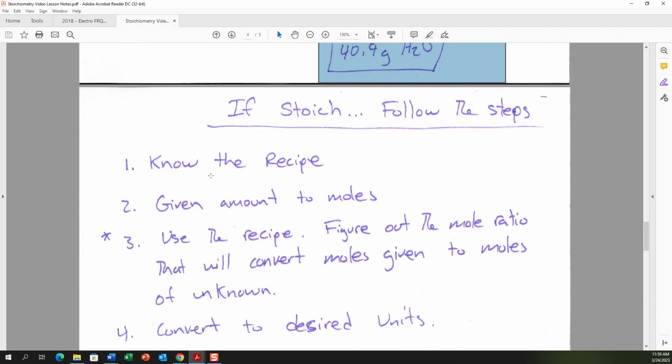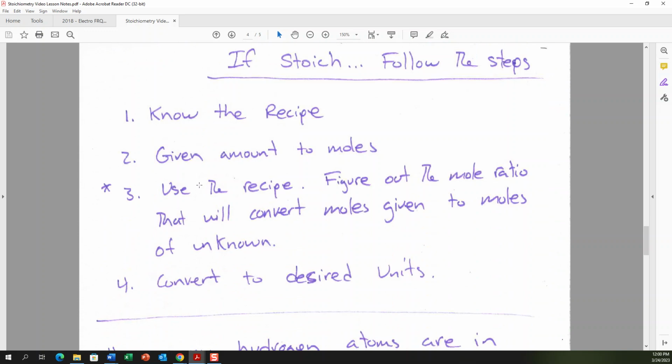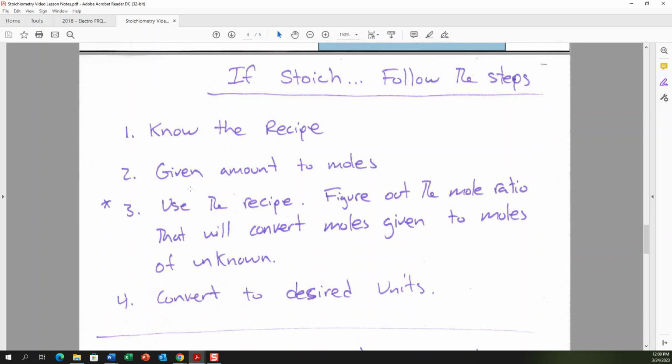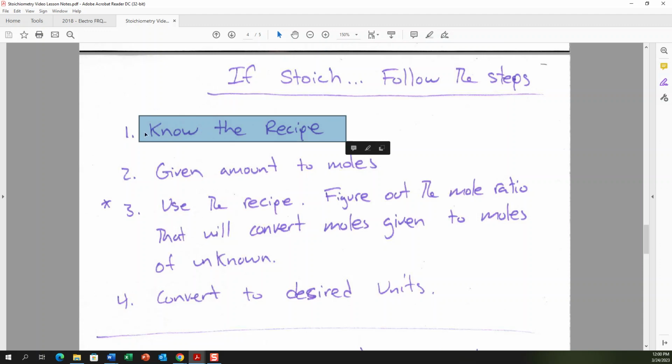So let's look at the steps. These are the steps for any type of stoichiometry, whether it be composition stoic, reaction stoic, or solution stoic. And all solution stoic could be composition or reaction stoic. All solution means is now you're dealing with molarity calculations, okay? But anyway, step 1 is know your recipe. So either have your balanced equation or your chemical formula written so you can look at the subscripts for the chemical formula or the coefficients for the balanced reaction, okay?